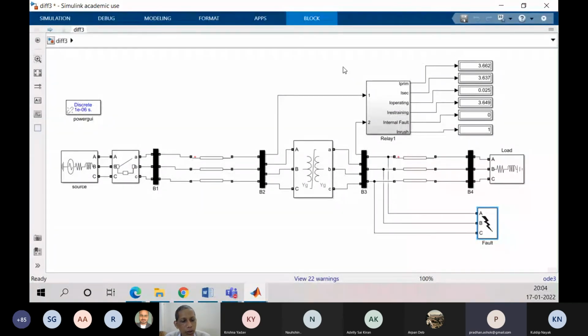So in the block you have fundamental and harmonic estimations. All these things are there. Like if someone likes to incorporate, we can also incorporate overfluxing by I5 by I1 and so on, and like that you can include better and better things in the system. So this is a rough idea about how differential protection is applied to the transformer.